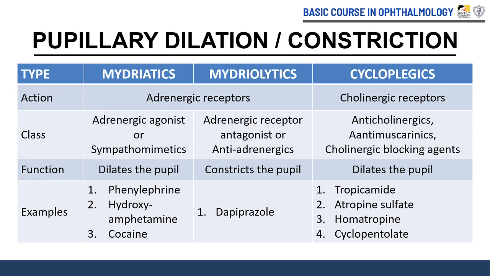Cycloplegics act on cholinergic receptors. They are cholinergic antagonists or anticholinergics, which denotes their mechanism of action to stop the effects of acetylcholine by binding to and inhibiting cholinergic receptors of the parasympathetic pathway. Tropicamide, atropine, homatropine, cyclopentolate, and scopolamine inhibit the pupillary sphincter muscles, which causes mydriasis or pupillary dilation, and inhibits the ciliary body.